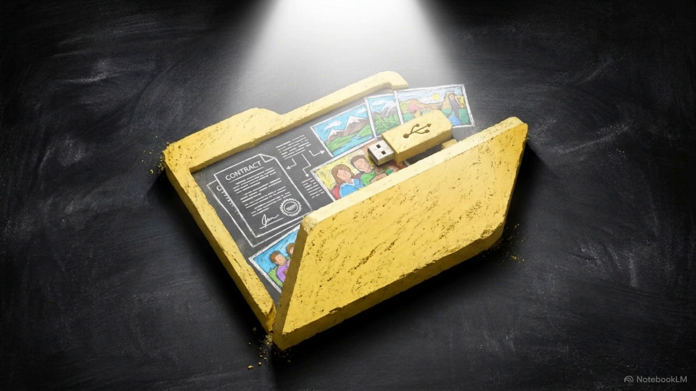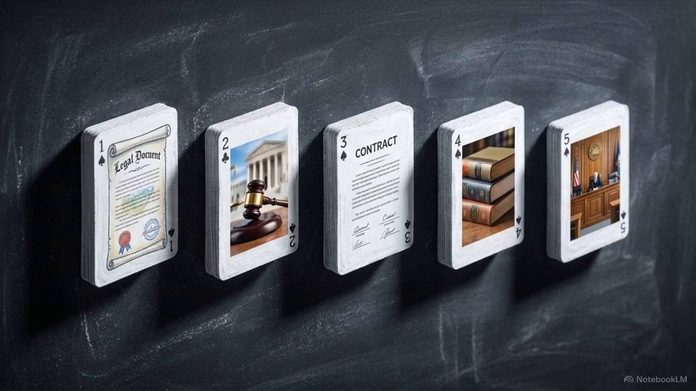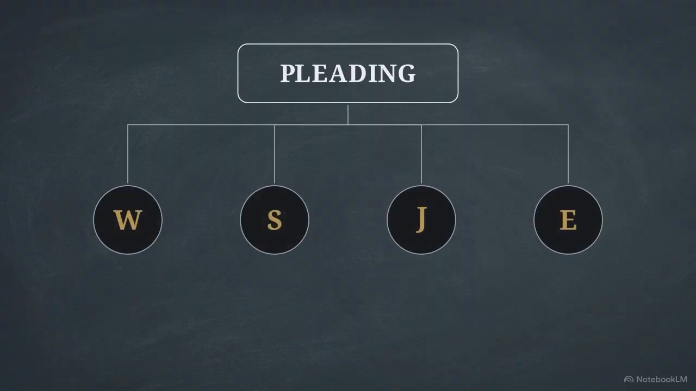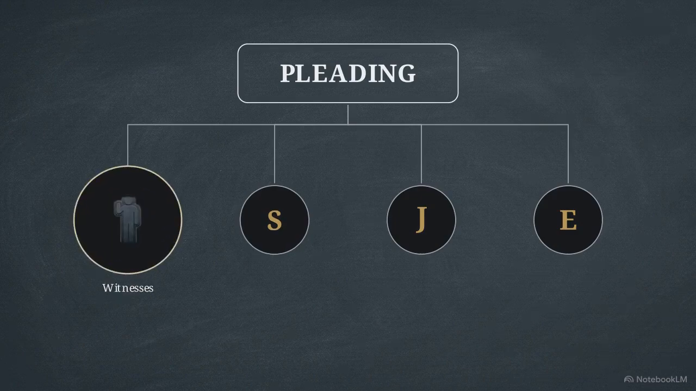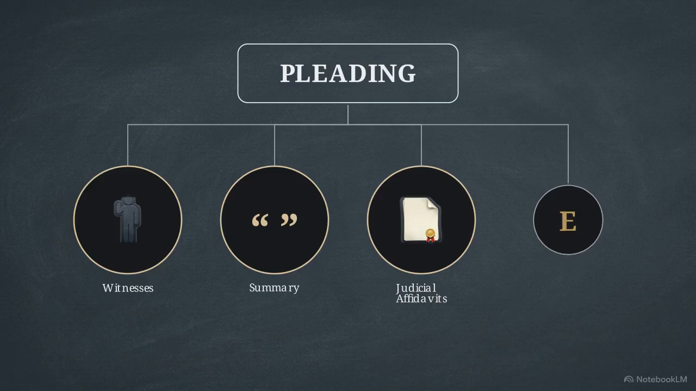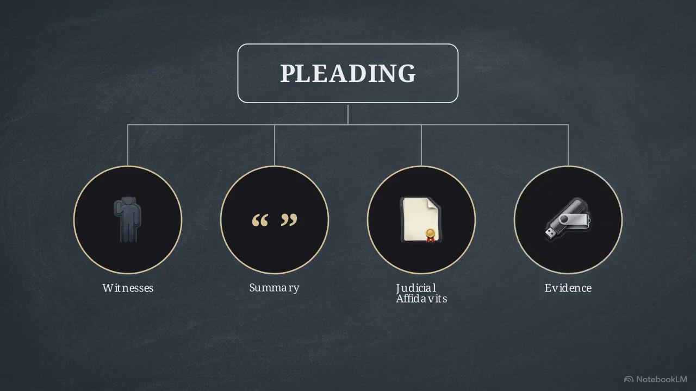Section 6 eliminates trial by ambush by requiring the disclosure of all supporting evidence at the moment of filing. Parties can no longer hide evidence to surprise the opposition. They must lay all their evidentiary cards face up at the beginning of the case. Pleadings asserting a claim or defense must include 4 attachments, known as WSJE. You must state witness names, summarize testimonies, attach judicial affidavits, and append all evidence.